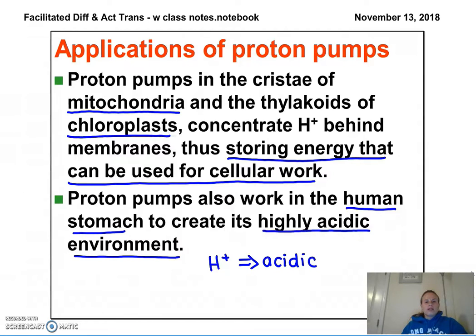In both the mitochondria and the chloroplasts, the proton pumps are going to store energy that can be used for cellular work. Proton pumps can also be found in the human stomach, and it helps create the highly acidic environment, because the more hydrogen ions that I have on one side, the more acidic the environment becomes.